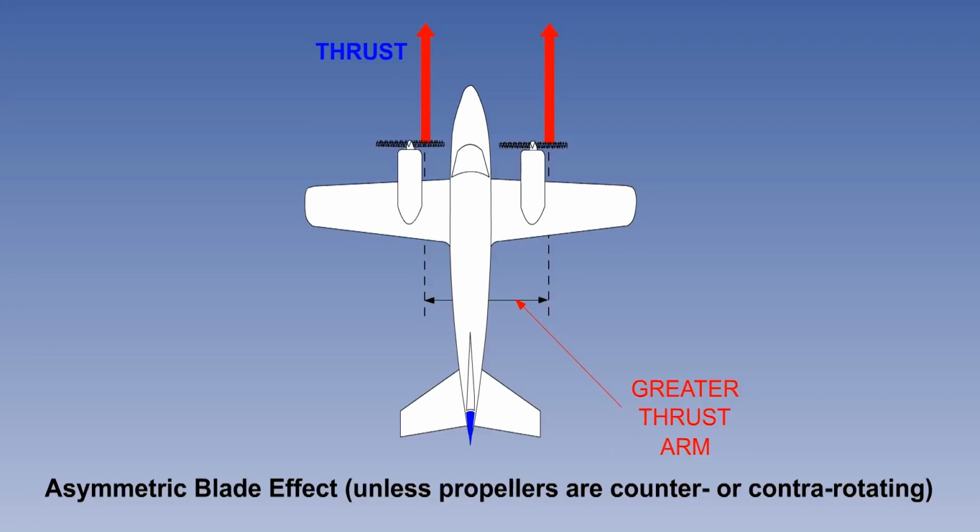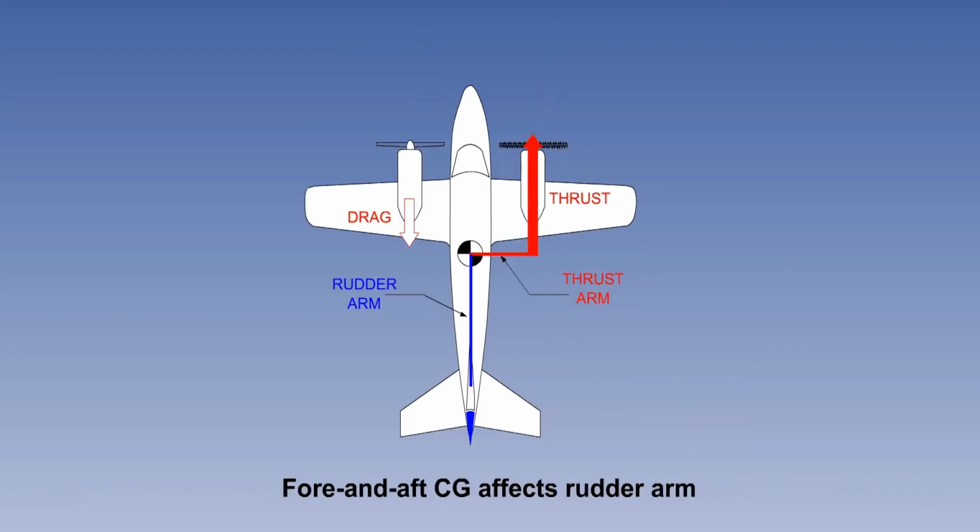This asymmetric blade effect, or P factor, is absent with counter-rotating and contra-rotating propellers, and of course on jets. The aircraft rotates around its CG, but its fore and aft position has no effect on the yawing moment from a failed engine. The rudder arm is affected, however, with an aft CG giving the worst case with the least rudder effectiveness.